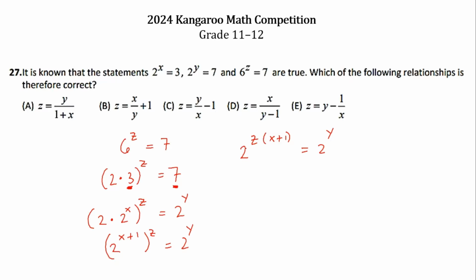Now take note the two numbers have the same base, which is 2. Therefore the exponents must be equal as well. So we have z times x plus 1 equals y. Divide both sides by x plus 1. Finally we get z equals y over x plus 1, which is the same as letter A. So the answer is option A.